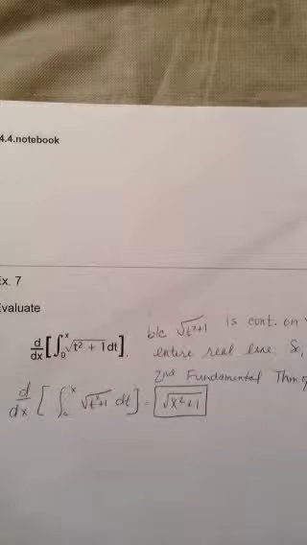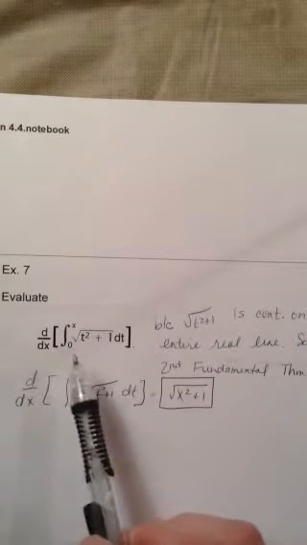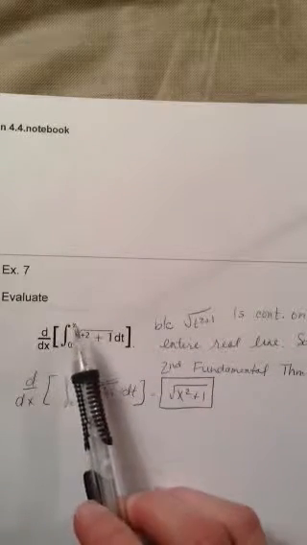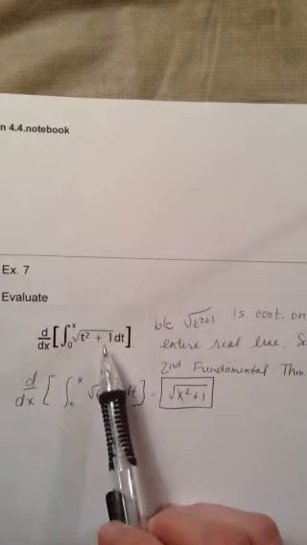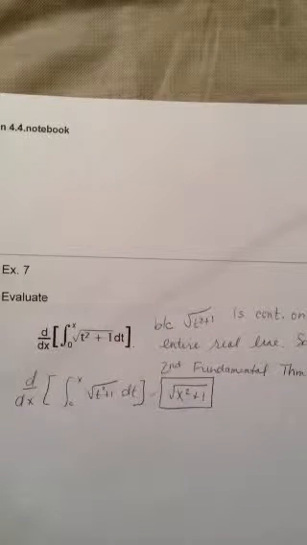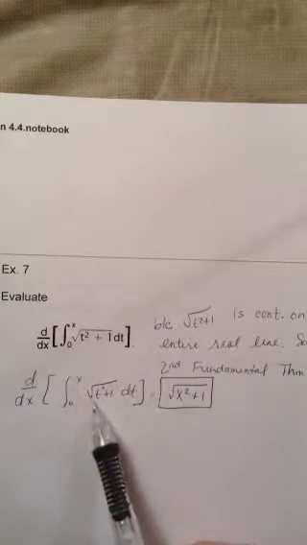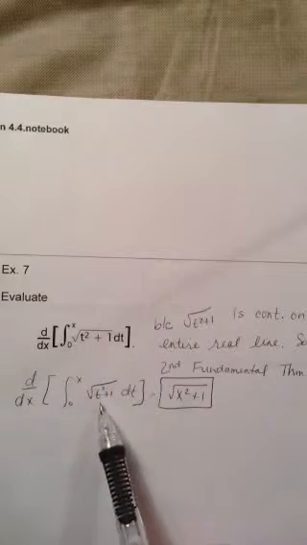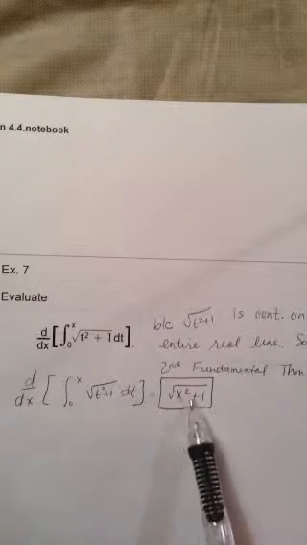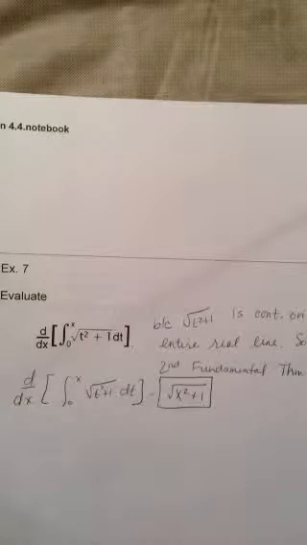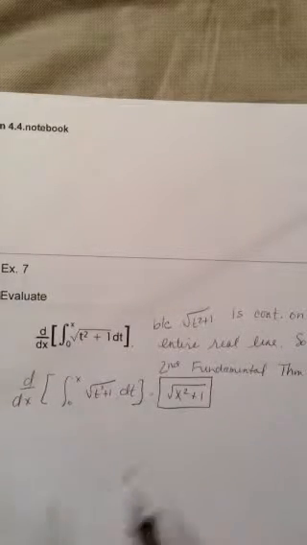Let's take a look at this example. Example 7, we need to evaluate the derivative of the integral going from 0 to x of this function right here. Because square root of t squared plus 1 is continuous on the entire line, we can use the second fundamental theorem of calculus. So the derivative of the integral going from 0 to x is just simply going to be this function substituting an x in for the t. So we will get square root of x squared plus 1. So this is the second fundamental theorem of calculus.